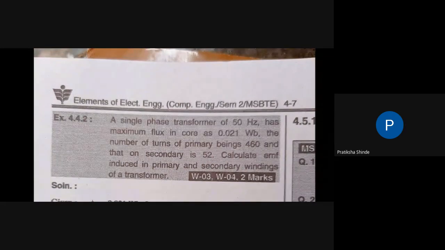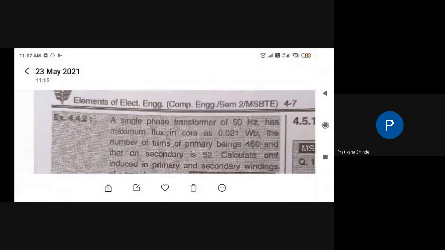So write down the given. First of all, what is given? F is equals to 50 hertz. Phi m is given as 0.021 Weber. Second, N1 is equals to 460, N2 is equals to 52. Then what is the EMF equation for E1? E1 is equals to what?